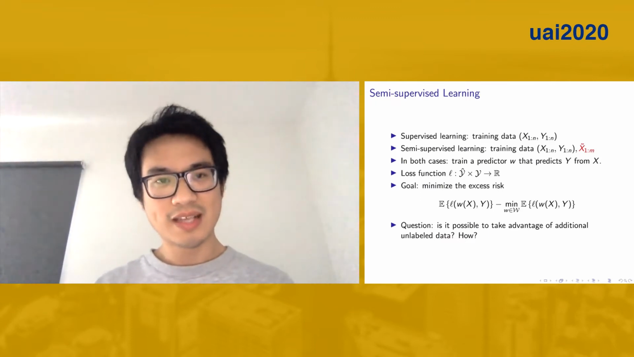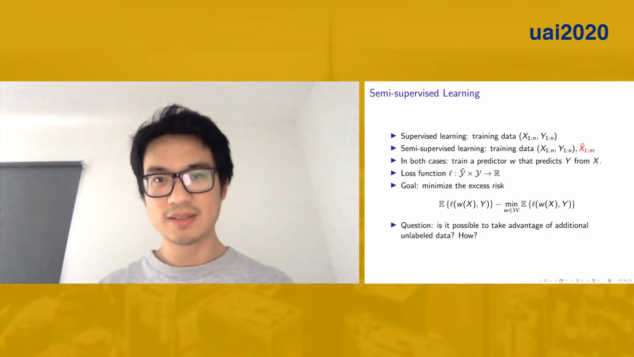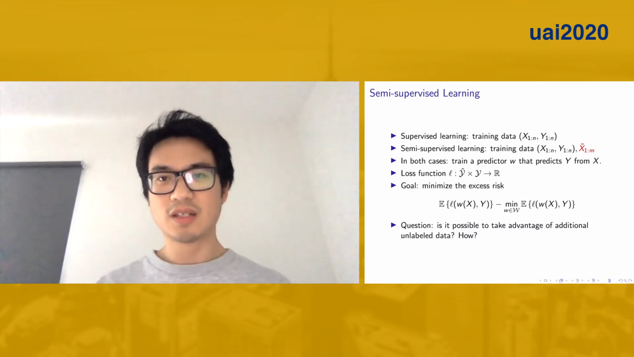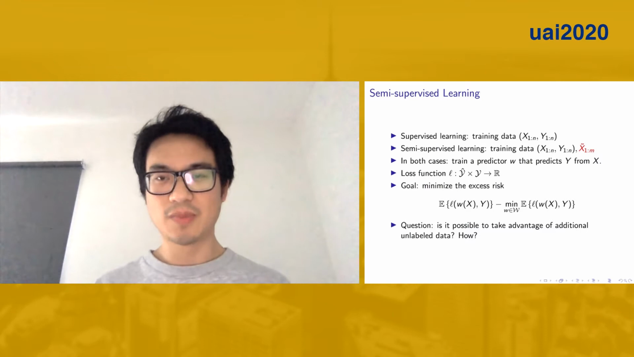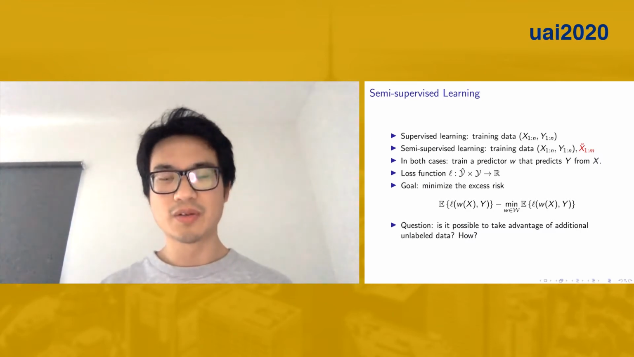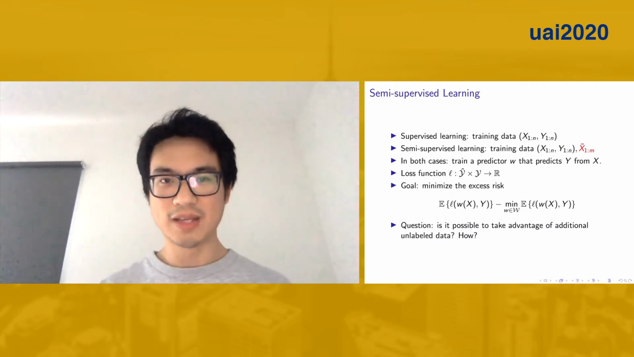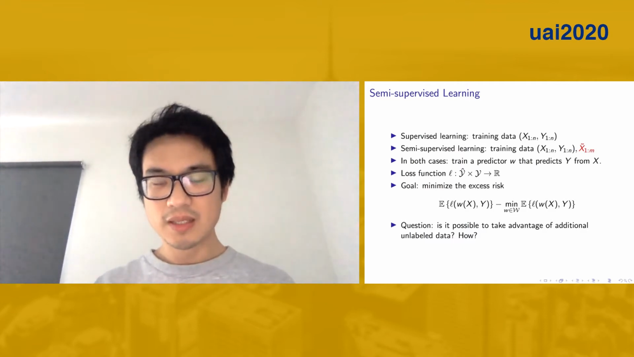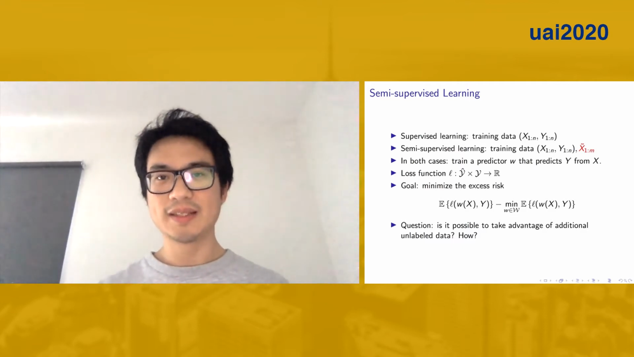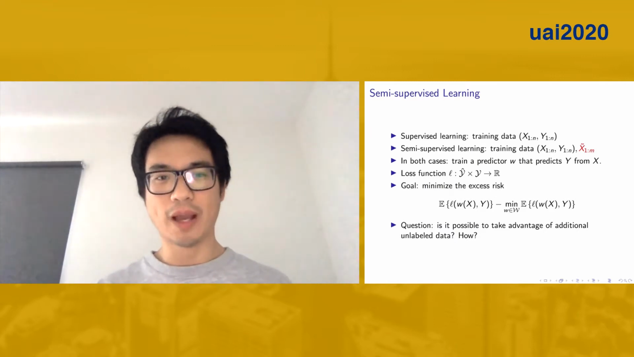In the setting of classical supervised learning, we are given labeled data as our training data, which consists of a feature vector x and corresponding label y. In the setting of semi-supervised learning, in addition to those labeled data, we have some unlabeled data, which I denote as tilde x. In both cases, we would like to train a predictor w out of this training data so that for a new feature vector x, we can predict its corresponding label y.